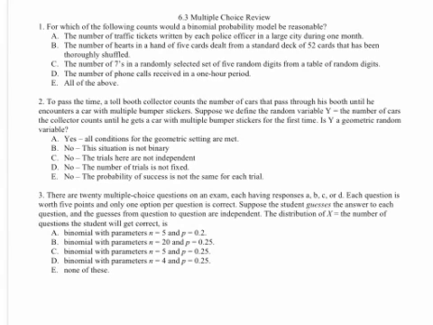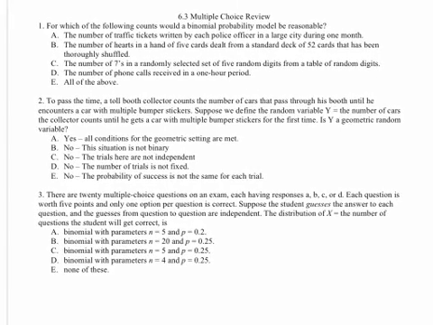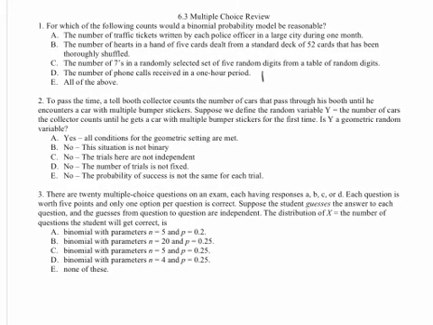So if we're looking at binomial, again, we need BINS. We need there to be 2 outcomes, success or failure. We need there to be independence among our selections. We need a fixed number of trials, and we need the probability of success to be constant.